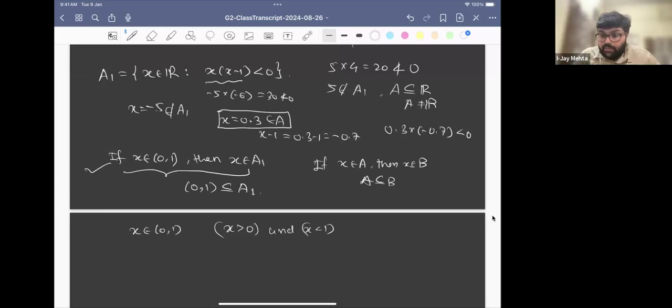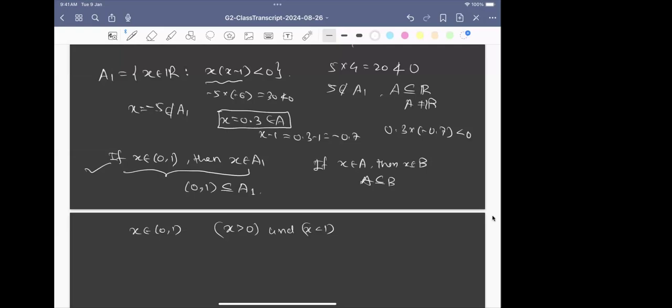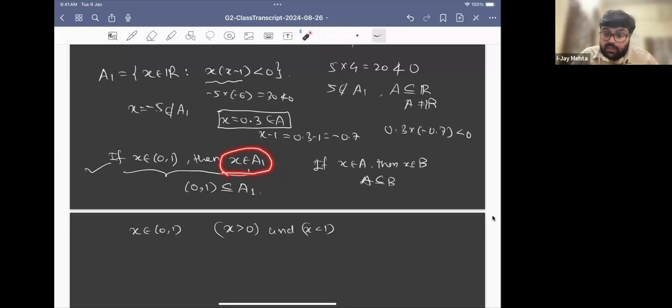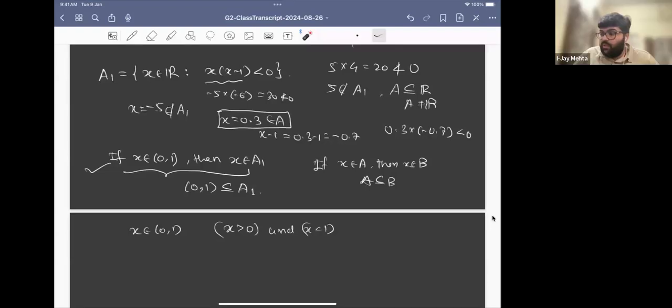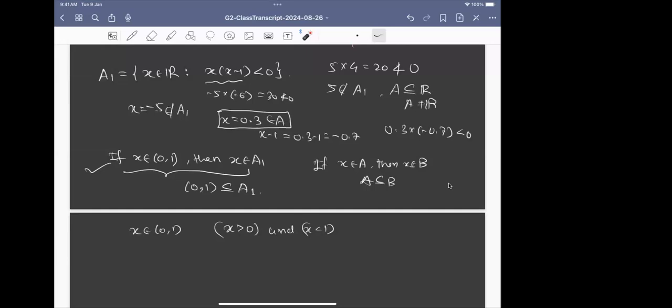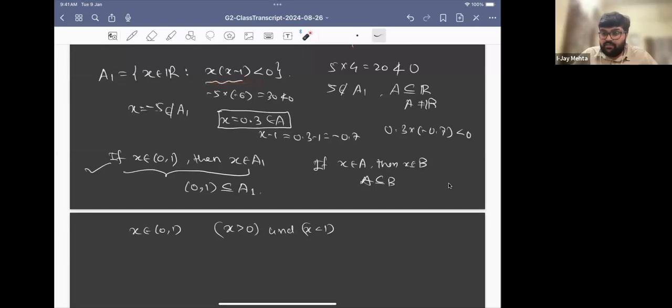And what do I have to show, Rani? We have to show that x belongs to A1. Very good. When can we say that x belongs to A1? No, look at A1, I have written it here. When do I say that some element belongs to A1? When the condition is satisfied. Yes, exactly. When this condition is satisfied. Okay, good. How many of you understand this?